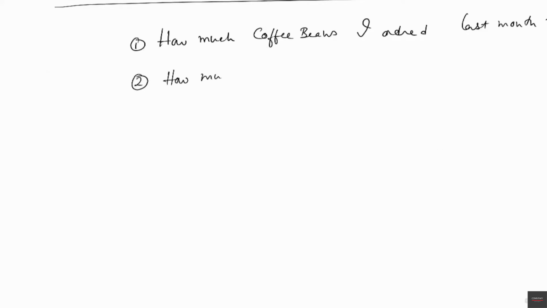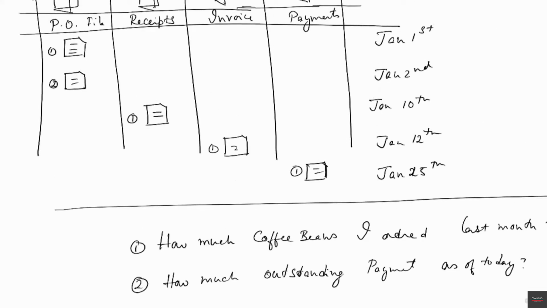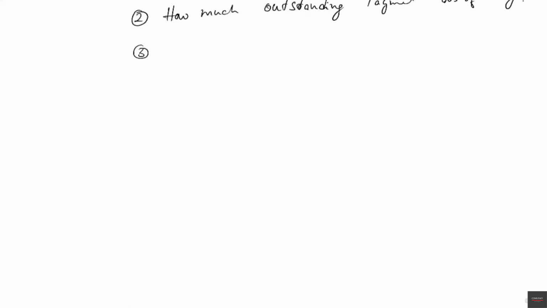Another question. How much outstanding payment do I need to provide to the vendor as of today? Can I answer that? Of course. Just go to all the invoices. Any invoice paid to this vendor is going to be marked as paid, right? So this invoice is paid, this invoice is paid, this one is paid. Billing and invoicing is the same. These are two different terms. That's it.